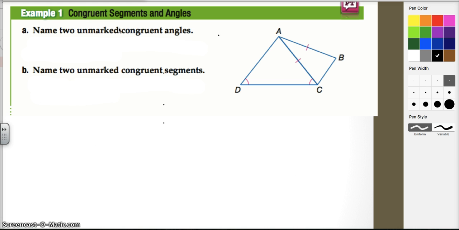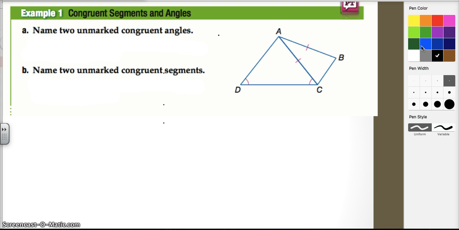So here is an opportunity for us to demonstrate those two theorems that we just talked about. So the first thing that we have to do is to name two unmarked congruent angles. As we look at this, it looks like a pyramid. We know that there's two angles that are congruent. Here these guys are congruent. They marked it for us.